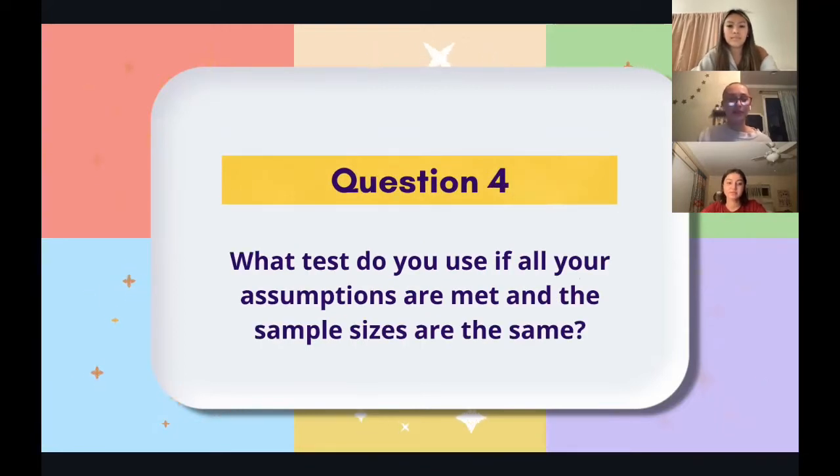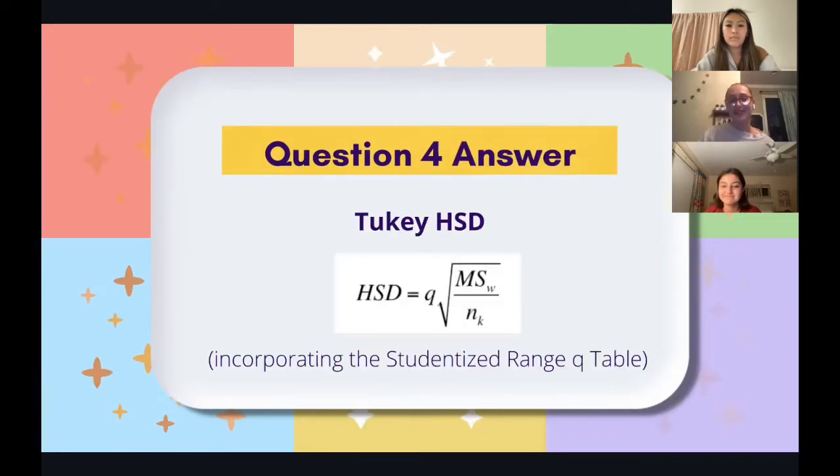Moving on to question four. What test do you use if all your assumptions are met and the sample sizes are the same? I think it's called Turkey. So close, Jacinta. It's actually Tukey's test. So you had the right idea.